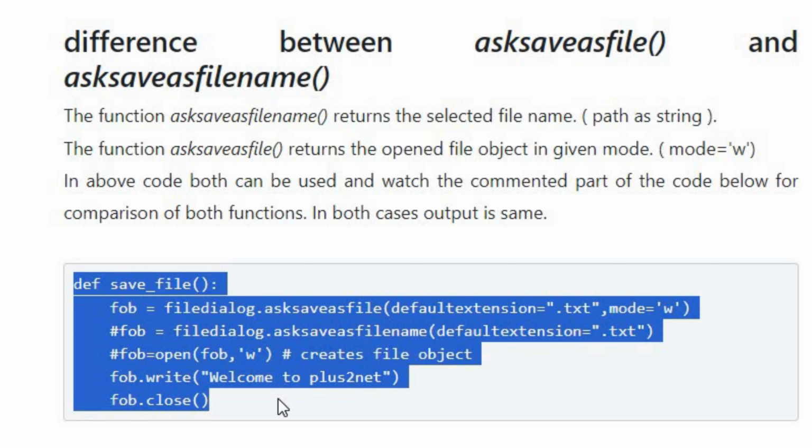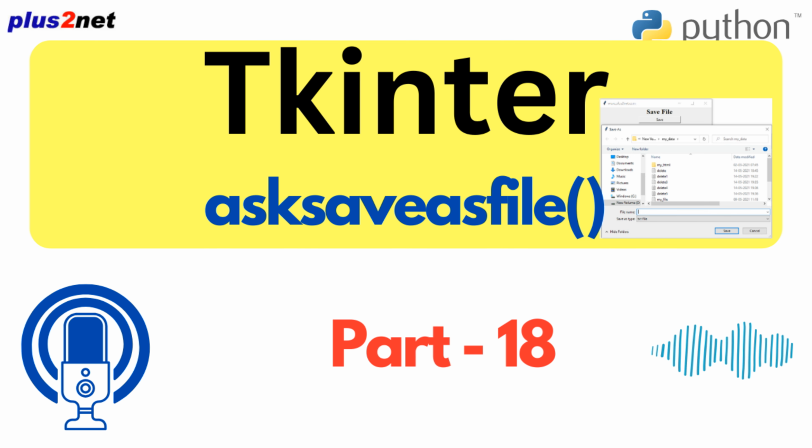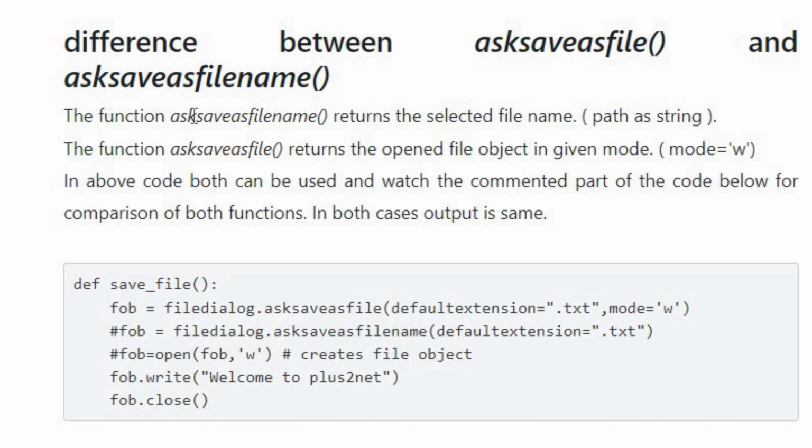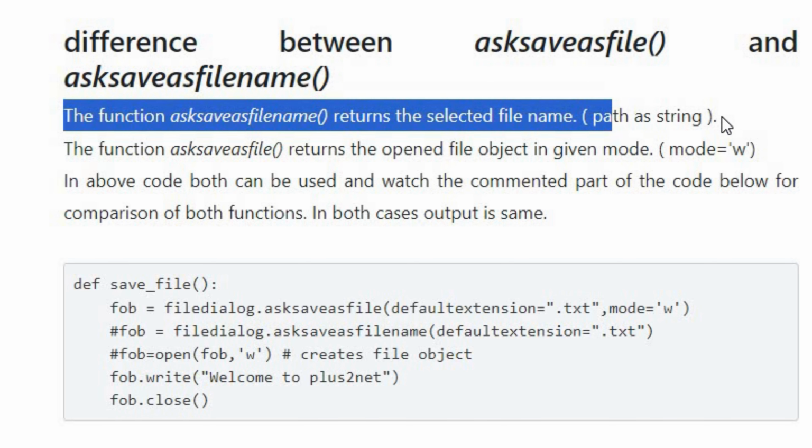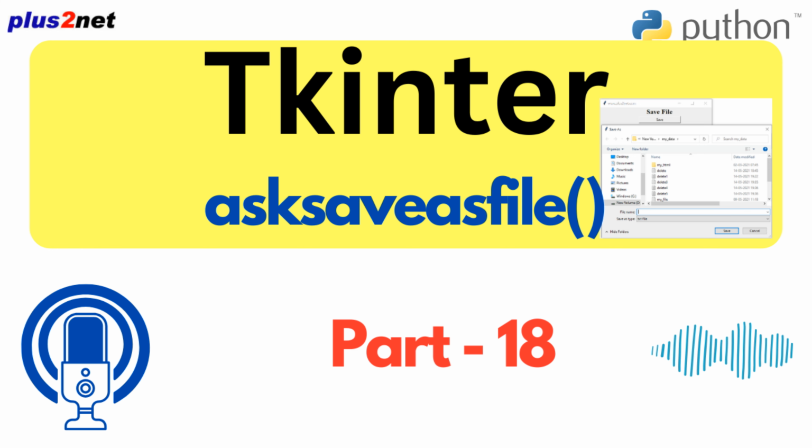Okay, so both of these functions bring up that familiar save file dialog box. Right. But what happens behind the scenes when the user hits save? That's where the real difference lies. You're spot on. With AskSaveAsFileName, Tkinter keeps things straightforward. It simply returns the full path and name of the file the user chose, all packaged up as a string.